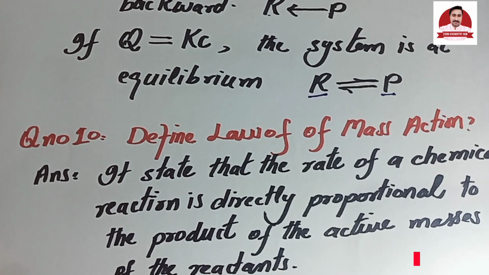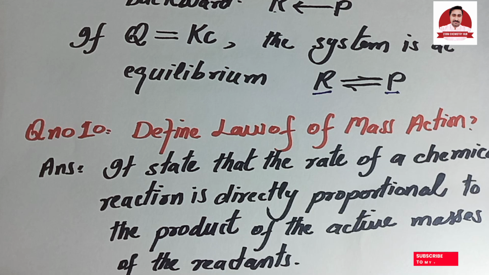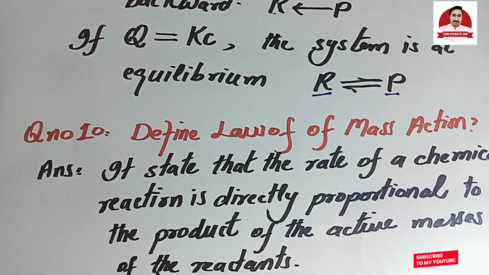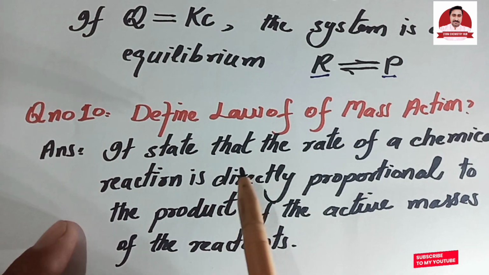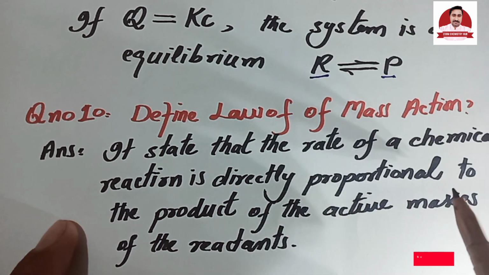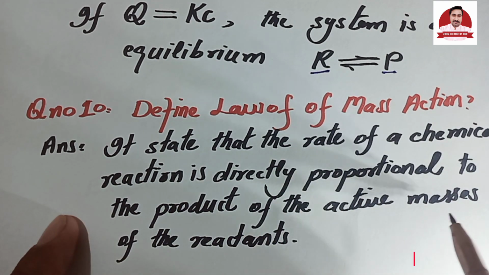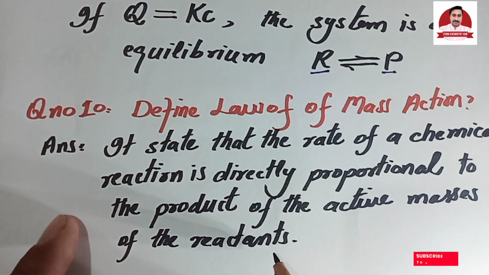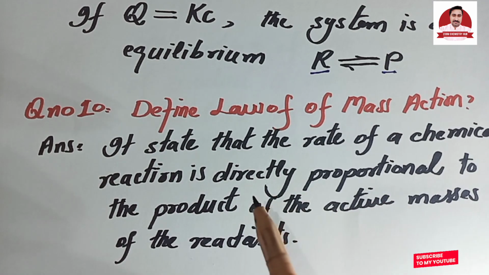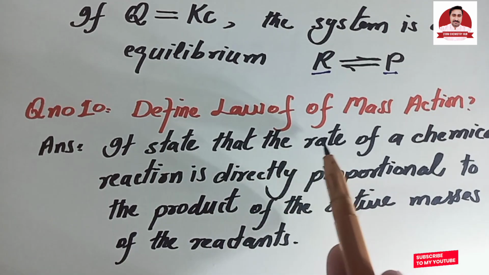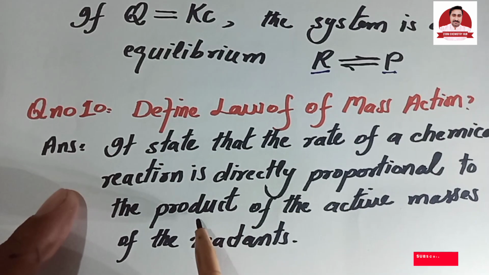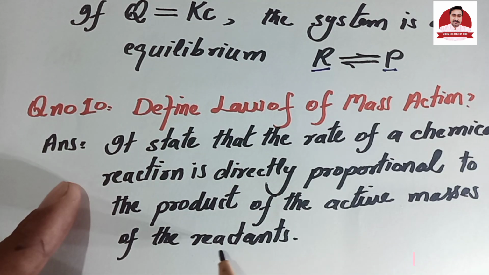Next question, question number 10. Define law of mass action. This law states that the rate of a chemical reaction is directly proportional to the product of the active masses of the reactants. So the rate of a chemical reaction, or the speed of a chemical reaction, is directly proportional to the product of the active masses of the reactants.